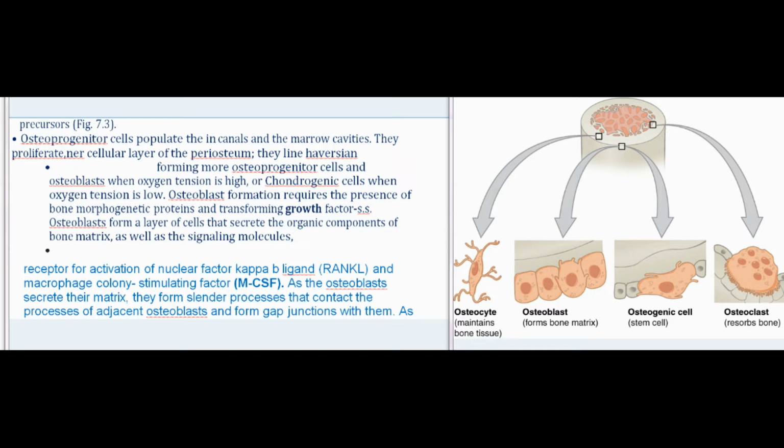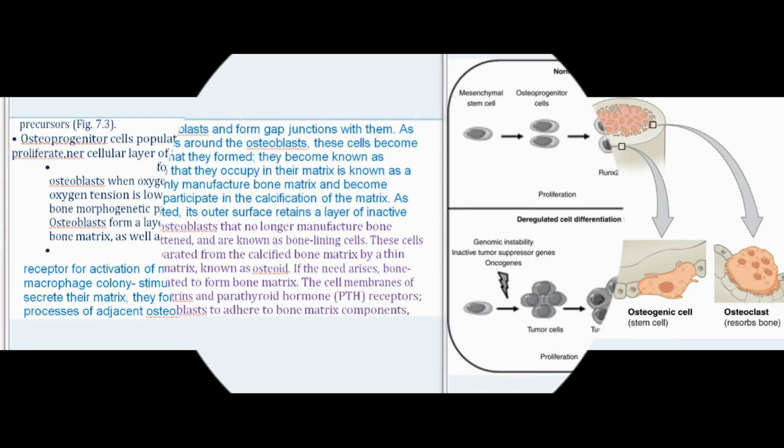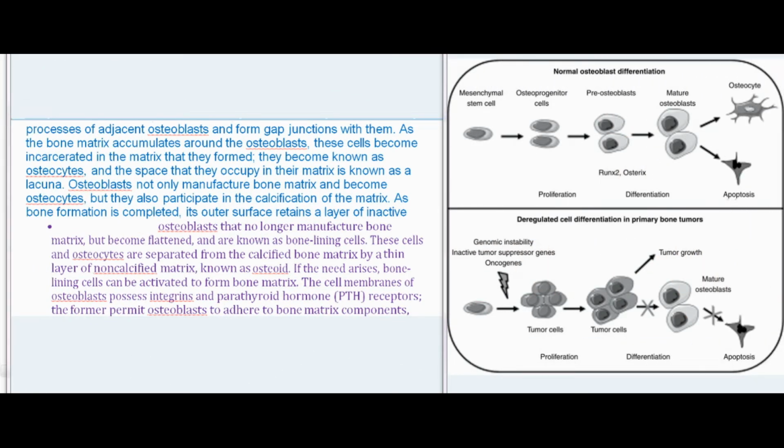Osteoblasts form a layer of cells that secrete the organic components of bone matrix, as well as the signaling molecules, receptor for activation of nuclear factor kappa B ligand, RANKL, and macrophage colony stimulating factor, MCSF. As the osteoblasts secrete their matrix, they form slender processes that contact the processes of adjacent osteoblasts and form gap junctions with them. As the bone matrix accumulates around the osteoblasts, these cells become incarcerated in the matrix that they formed. They become known as osteocytes, and the space that they occupy in their matrix is known as a lacuna.